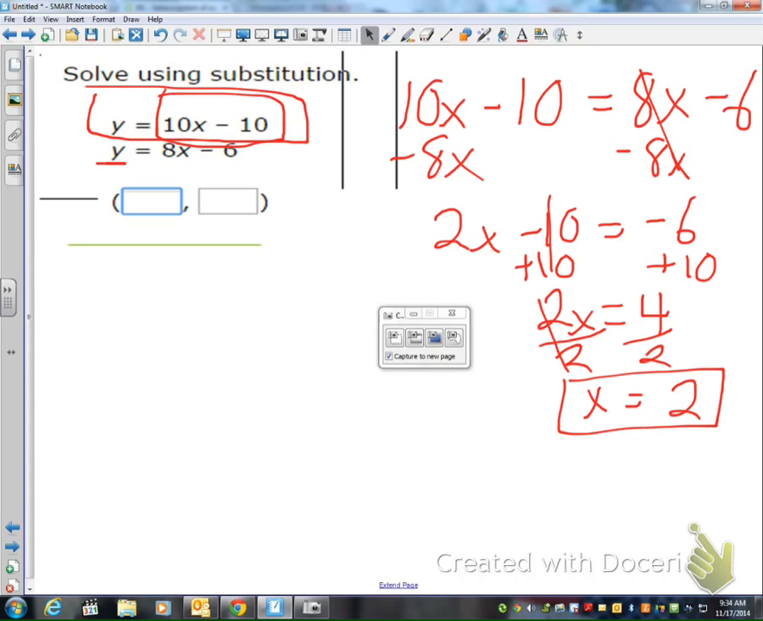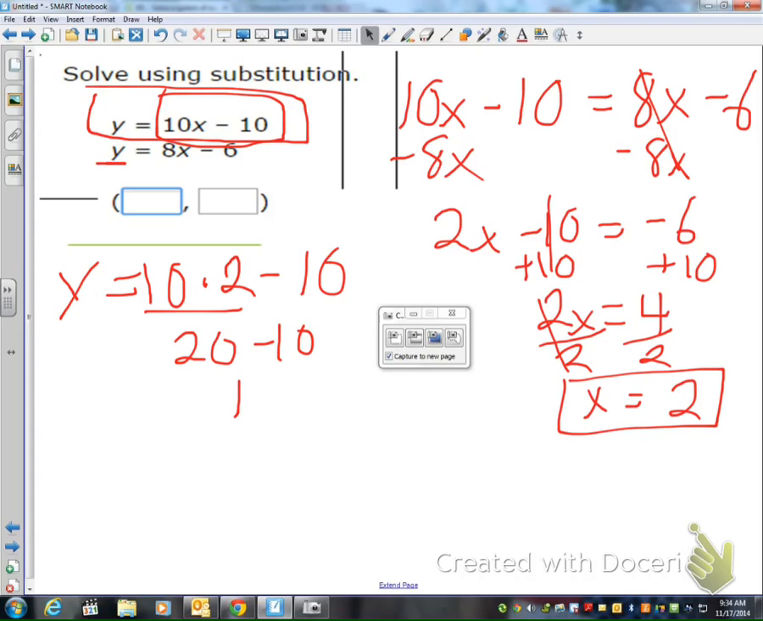So there's the first part. Now the second part is plug x equals 2 into either one of those equations. They're both solved for y, so it should be easy to plug into either one. So which one do you want to use? The first one? All right. Y equals 10 times x, which is 2, minus 10. That gives me 20 minus 10, which gives me 10. So my y equals 10. So I get x is 2, y is 10, and that's my solution.